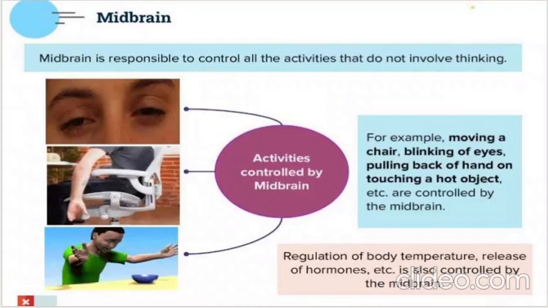Now, what is the midbrain responsible for? It is responsible for actions where we do not think. Thinking and intelligence are all in the forebrain. In the midbrain, no thinking is done. Like moving of the eyes, blinking of eyes, pulling back the hand on touching a hot stimulus, right? They are all controlled by the midbrain. We do not have to think. Automatically they are happening, involuntarily. That is the midbrain. Next is regulation of body temperature and releasing of hormones like pituitary, testosterone, progesterone. All those things are also controlled by the midbrain only.